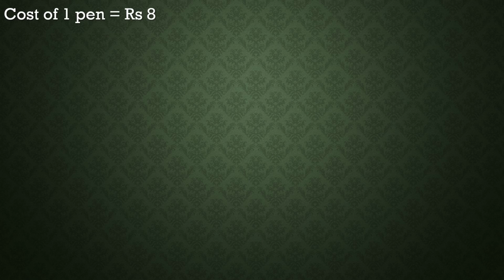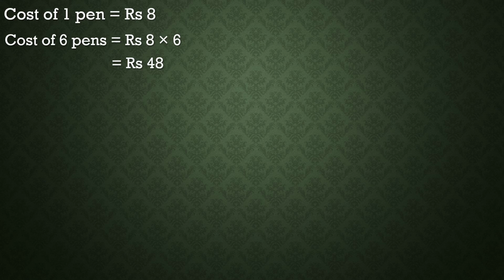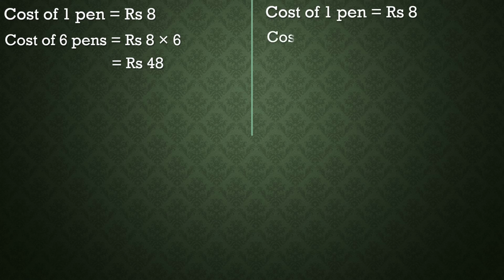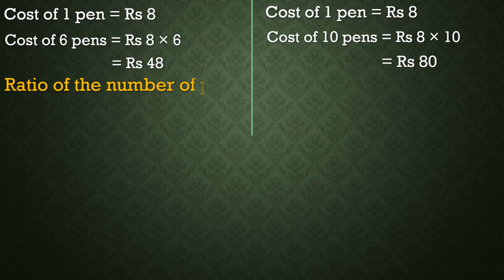If cost of 1 pen is equal to rupees 8, so cost of 6 pens is equal to rupees 8 multiplied by 6. Now do the multiplication. We get rupees 48. And Bhakti has purchased 10 pens at rupees 8 each. That means cost of 1 pen is equal to rupees 8. So cost of 10 pens is equal to rupees 8 multiplied by 10. We get rupees 80. So the ratio of numbers of pens is equal to 6:10.